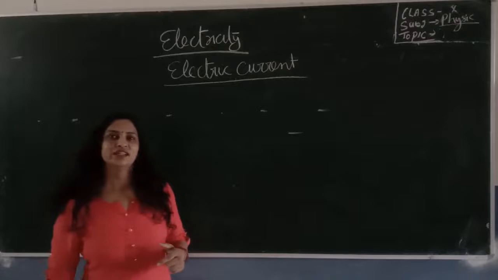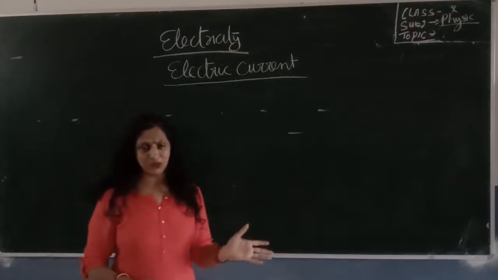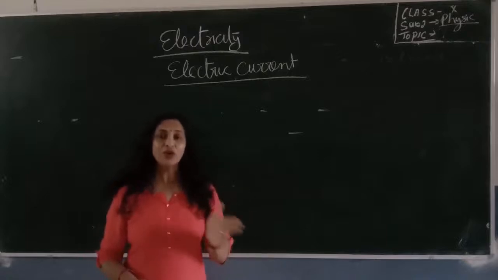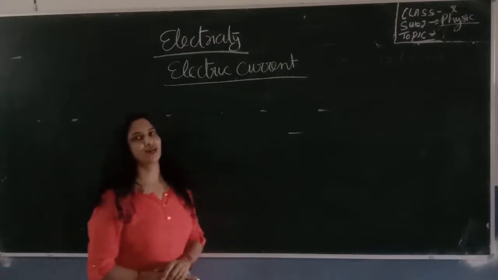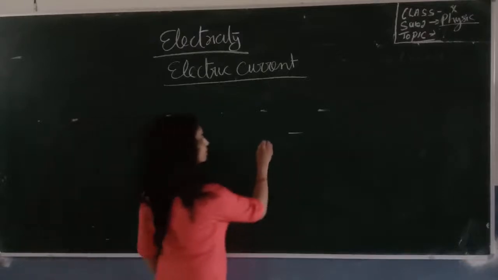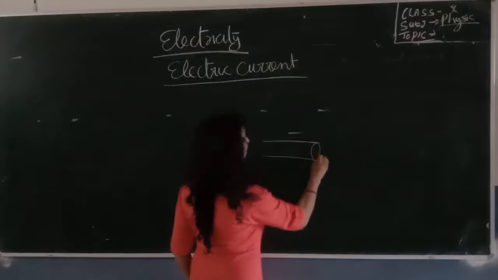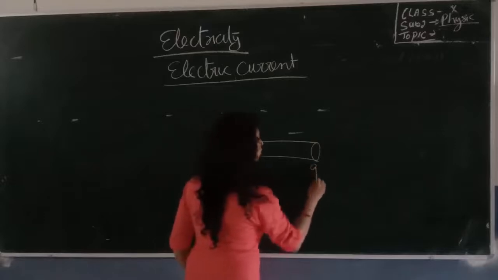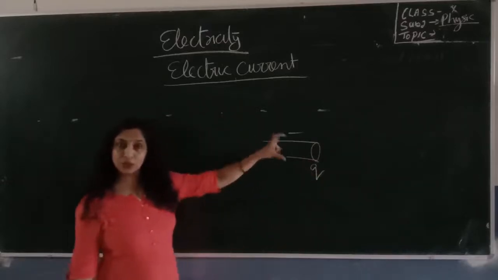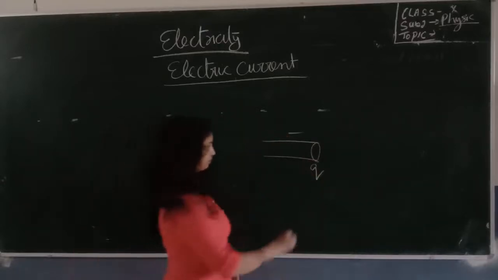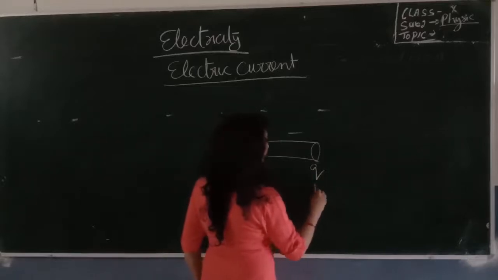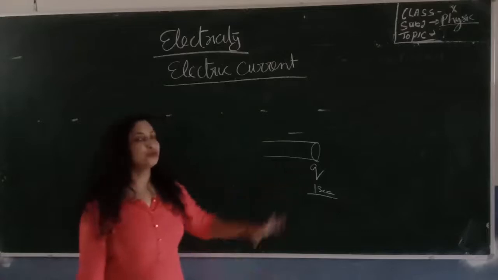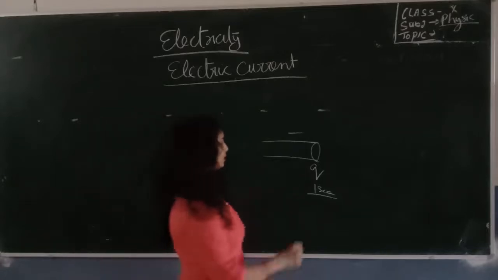Electric current, I explained in the last video, is the flow of charges. The rate of flow of charge is called electric current. So this is a wire and it has some cross-sectional area, and if Q coulomb of charges flow through this cross section in 1 second, so the time is 1 second, we will say the current through the wire is Q coulomb per second.